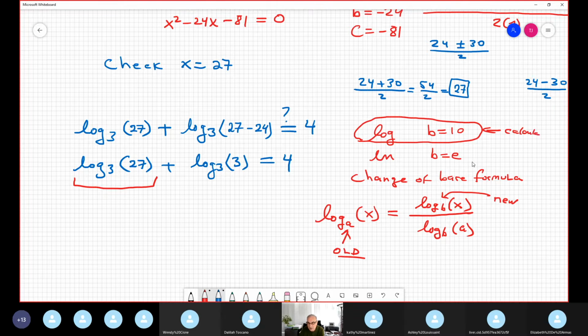So it's super easy. You compute it like that: the logarithm in the calculator of 27 divided by logarithm of 3, because 3 is the old base and 27 is x. In our specific example, A is 3, X is 27, and B is 10, because I made a decision to select that kind of logarithm, which is called a common logarithm. Do you remember this or no?